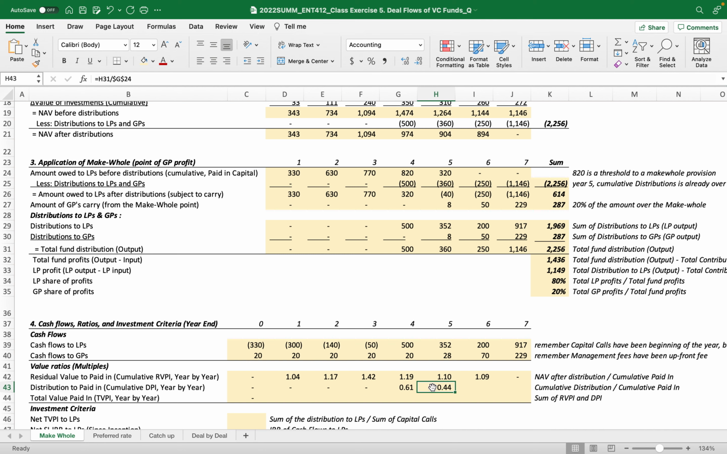oh, by the way, here the distribution to paid in must be, right, cumulative. Cumulative. So I'm going to add 500. Oh, that's why here I'm going to add 500, which is total cumulative, right? Then we have 1.04.